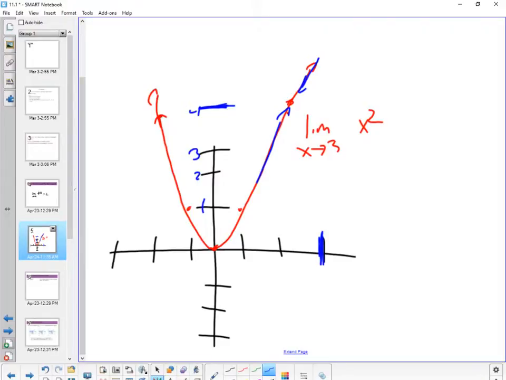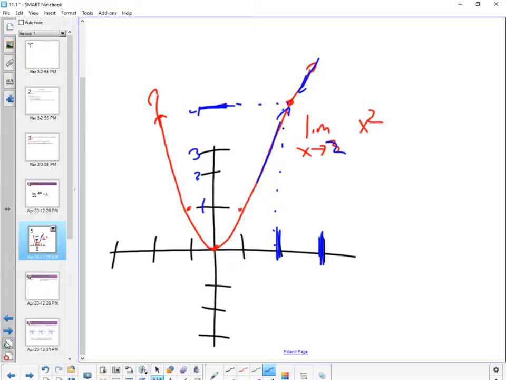Do it as x approaches 2. So let's change that to 2, and then it'll make more sense, because that was way off. Okay, so here's the 2, right? You see that that's the part of the function that I'm getting close to? This is what I want to approximate. So as I'm getting closer to here, what y value am I getting close to? 4. That's my limit.